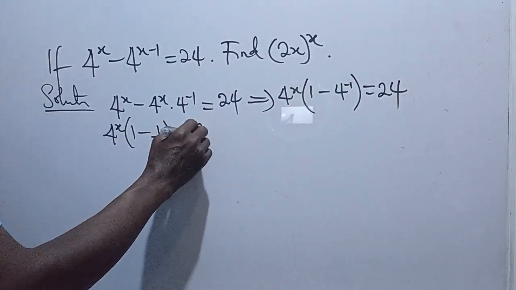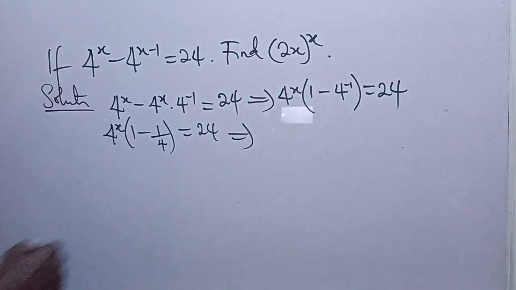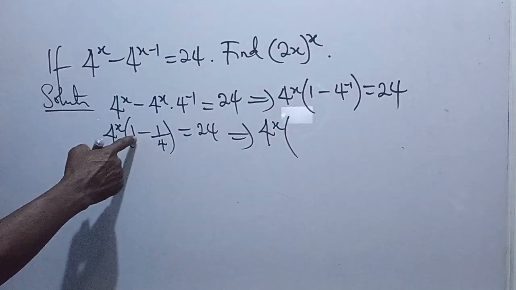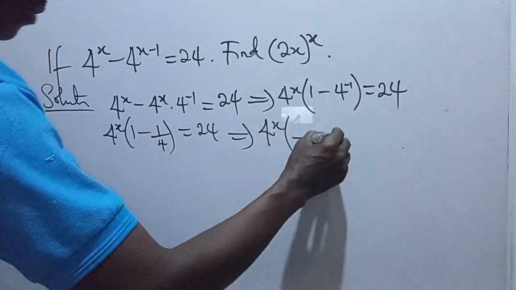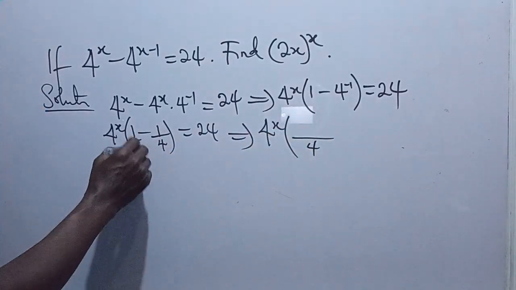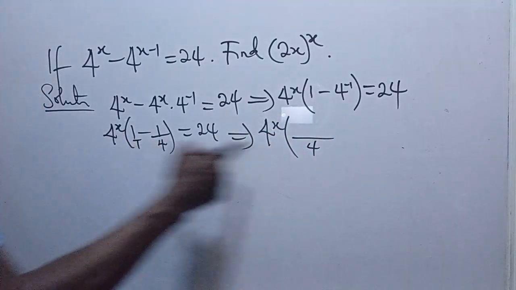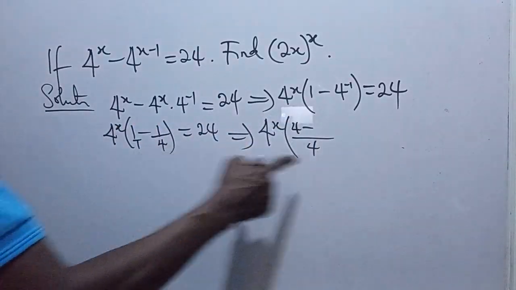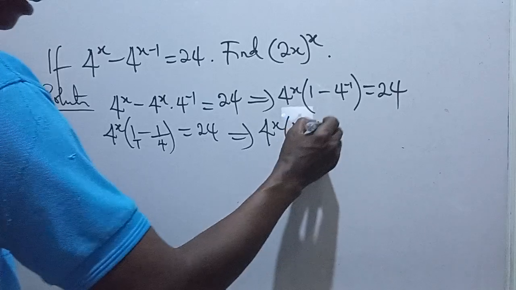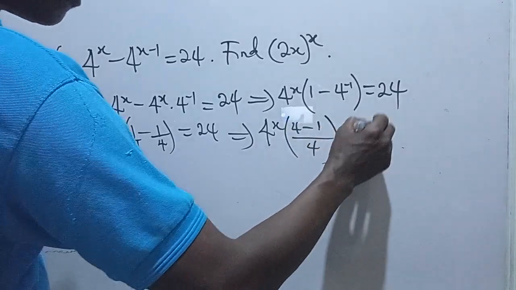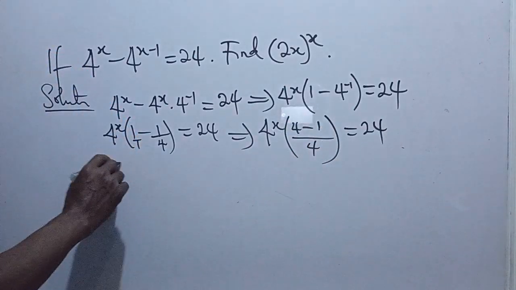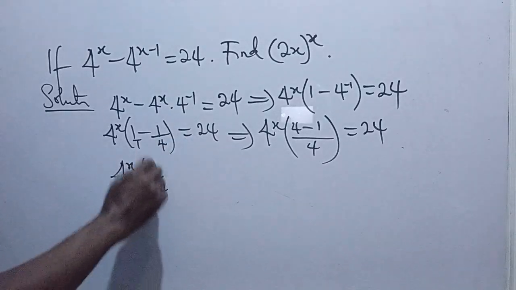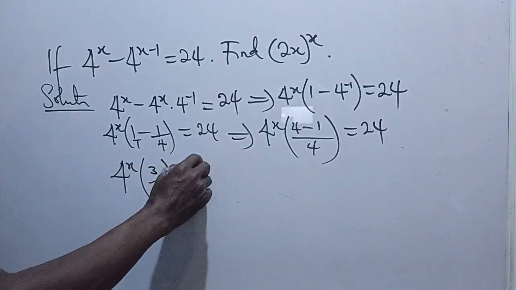So this is equal to 24. This implies 4 raised to power x multiplied by, if you subtract, that is, if you find the LCM, the LCM of 1 and 4 is 4. 1 in 4 is 4, 4 times 1 is 4, minus 4 in 4 is 1, 1 times 1 is 1, is equal to 24. Okay, I hope you get that. So 4 raised to power x times 3 over 4 is equal to 24.